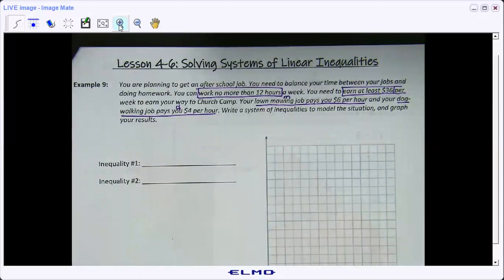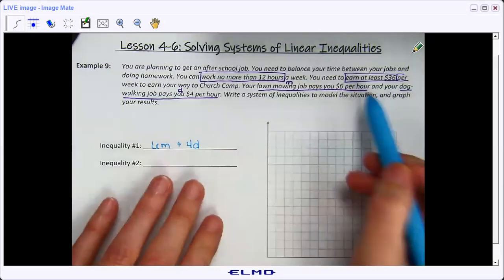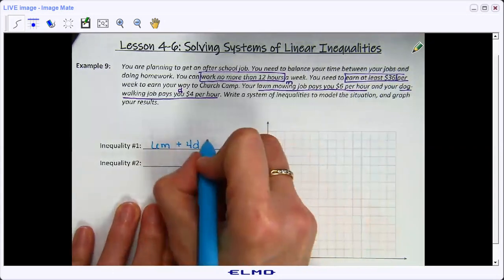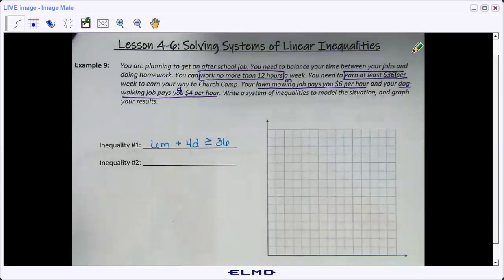You need 2 inequalities. The first inequality is going to represent your hours. The second one is going to represent your pay, your earnings. I want you to think about what your possible inequalities could be, write them down, and compare them to what they actually are, and see if we've gotten anywhere with writing inequalities based on word problems. For the first inequality, we so far have 6m plus 4d. You have to earn at least 36. At least means you can earn more than, but you can earn at least or equal to 36.